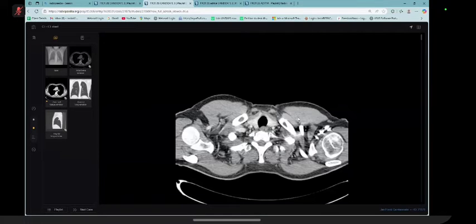It's not scrolling. You need to go with the arrows, the up and down arrows, not the right and left arrows. Okay, perfect, it started.